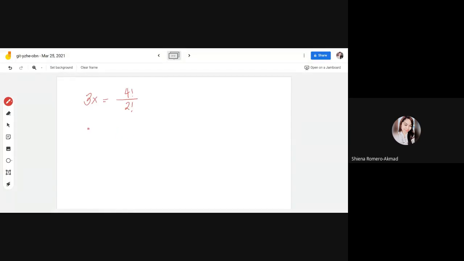Pwede rin siya gawing ganito ha. That's 3x equals 4 times 3 times 2 factorial divided by 2 factorial. Then that's 3 times 4 times 3. Divide mo both side by 3. Gawin natin ganito. So, yan. That's x equals 4. Okay, pwede yung ganyan. Depende sa inyo, ha?